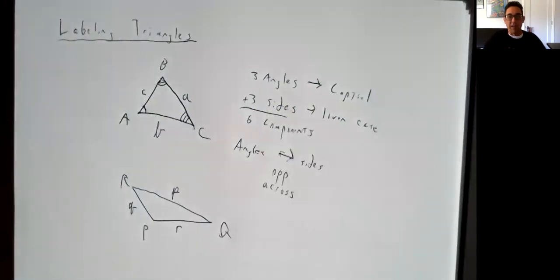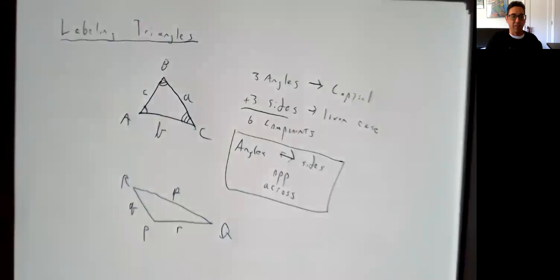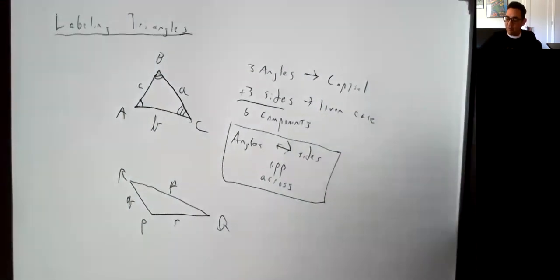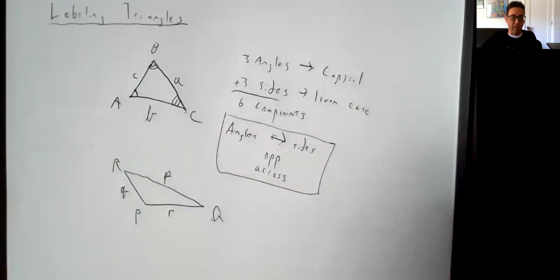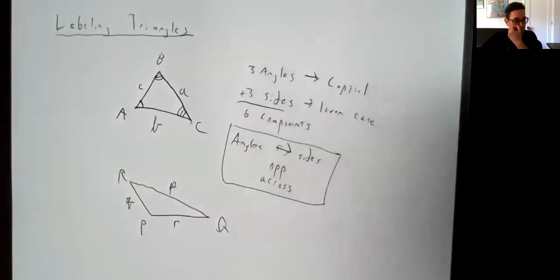So make sure you always label opposite from each other, across. That's very important because sometimes we give you a picture, but sometimes we won't. We will just tell you the letters, and you should know that capital letters always mean the angles, and lowercase letters always mean the sides.